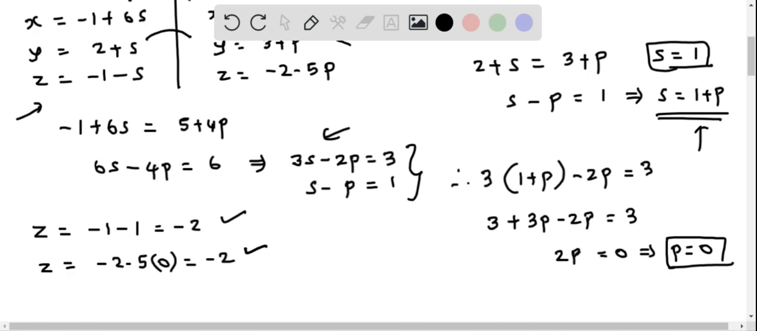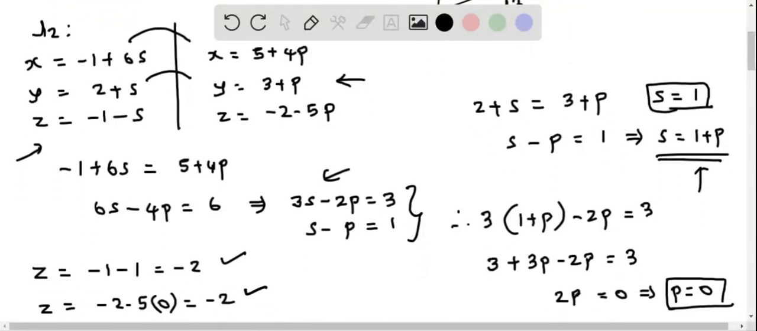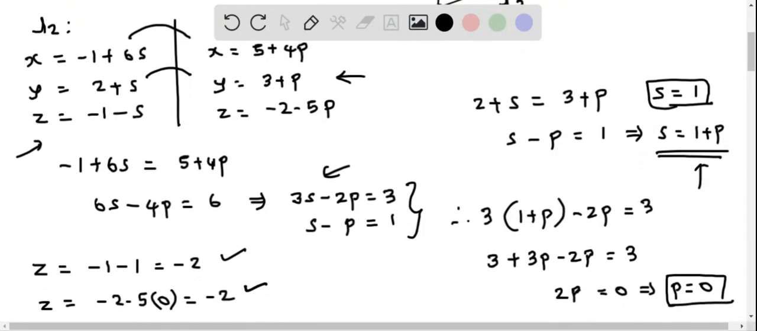So we can use these values of s and p and substitute in the x coordinate and y coordinate, either in the line 2 equations or the parametric equations of line 3. So I'm going to substitute in the line 2 equation, that is we have x equals negative 1 plus 6s, that is 6 times s, s is 1. So this becomes negative 1 plus 6, which is equal to positive 5. So we determine the value of x equal to positive 5.